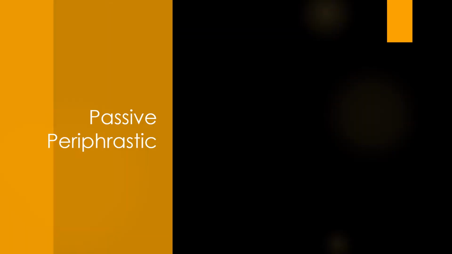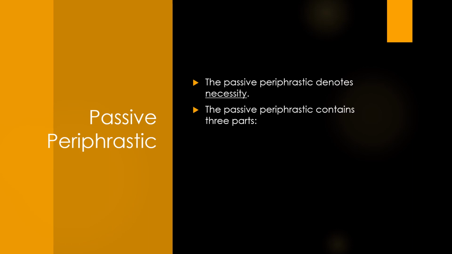The second way that we will often see a gerundive used is as a passive periphrastic. Now, periphrastic means a roundabout way of saying something. And the passive periphrastic is a roundabout way of saying that something is necessary. It denotes necessity. The passive periphrastic is going to contain three parts.